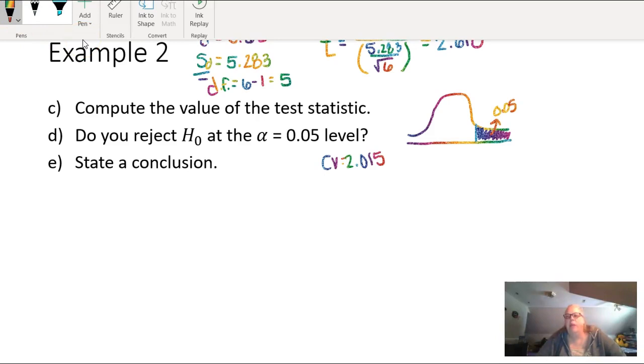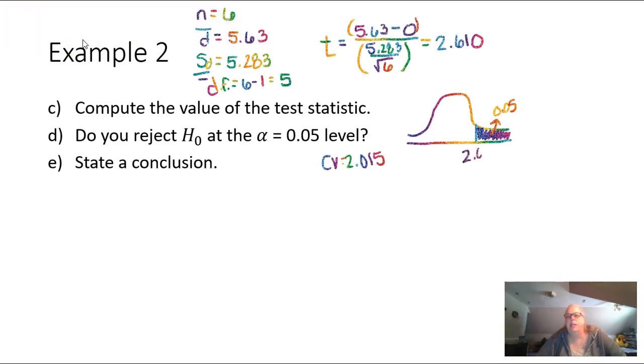And what we just found out from table A3 is that this number right here is 2.015. From this point on, the area behind that line is 0.05. Okay, now part D, are we going to reject our null hypothesis or not at the 0.05 level? That's where this number came from. We got it from right here.